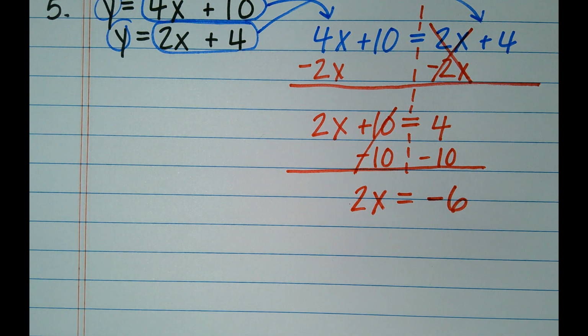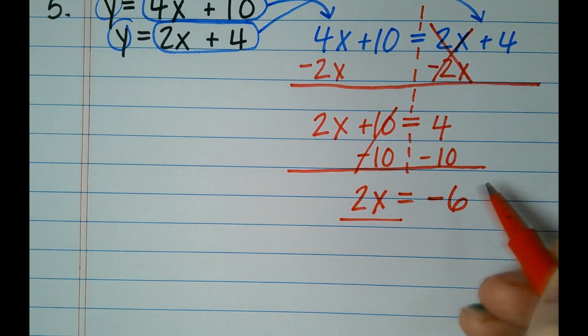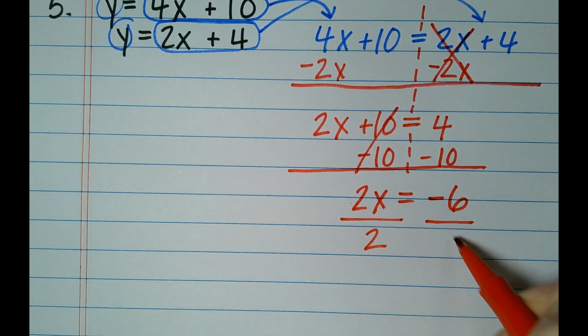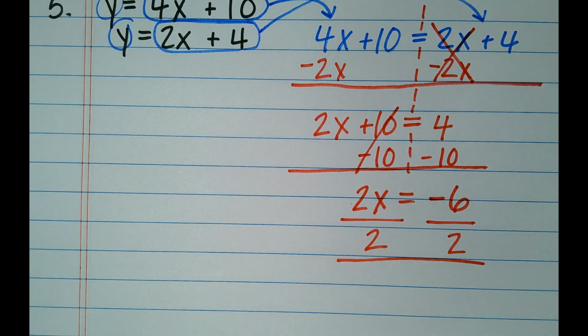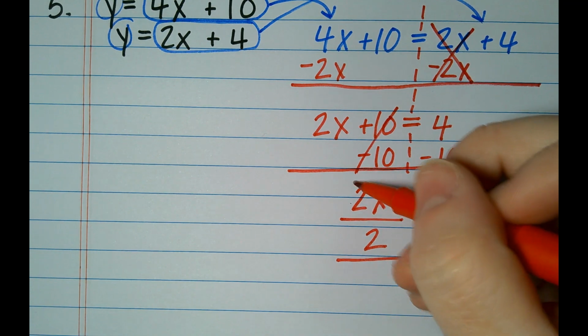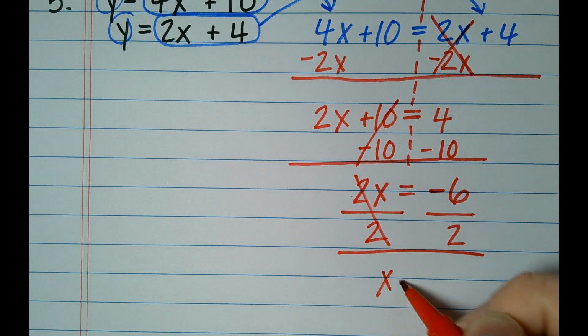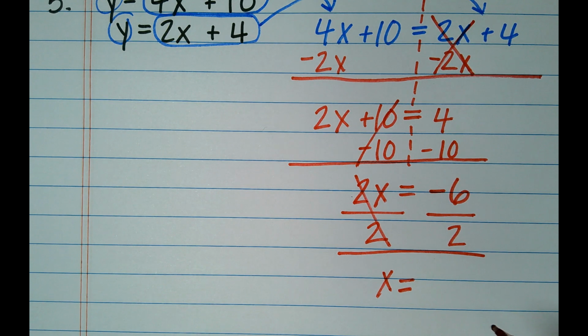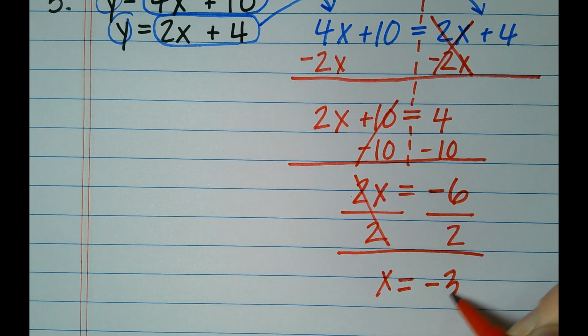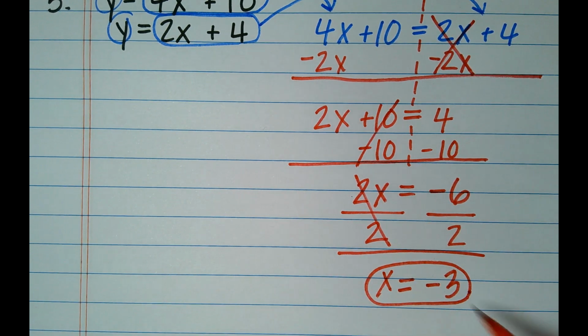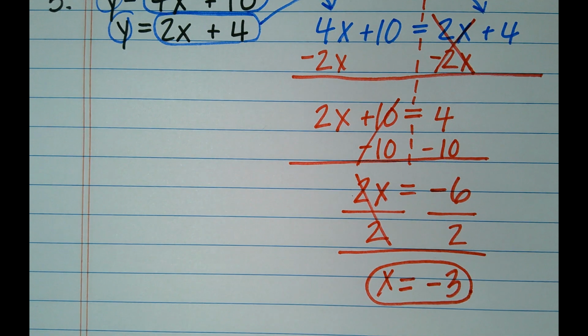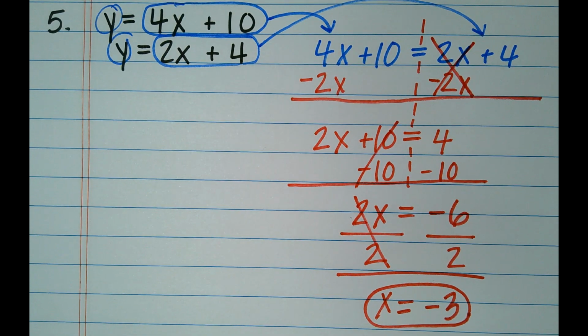And now we can divide by 2. And what will my x value be? Negative 3. Good. Okay, so substitution. Our first step is done. We've solved for x by setting equations equal to each other. How do I solve for y?